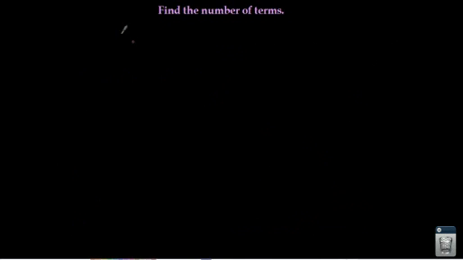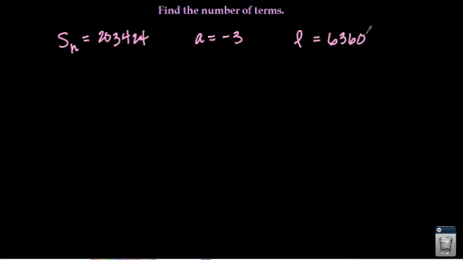Alright, finally, the last instance in which we might be able to find the number of terms is if we're given the sum of 203,424. Okay, we're given the starting value, which is 3, and we're given the last term, which is 6,360. So in this case, I know my last term, and I know my first term, and I know the sum. Well, we went over the two summation equations in the prior example, so since I don't know the common difference, I can't use the formula I used for the last problem.